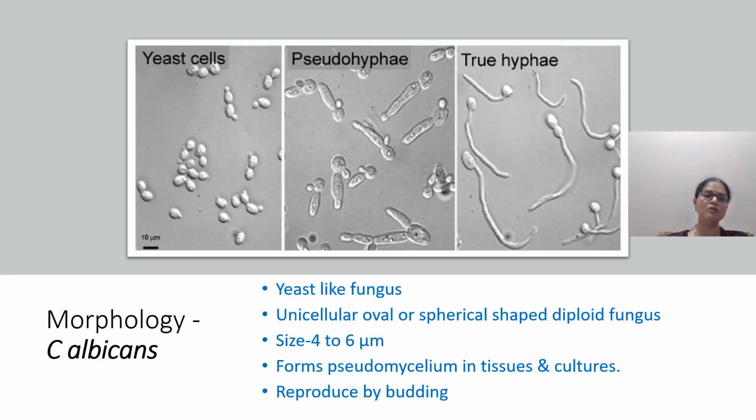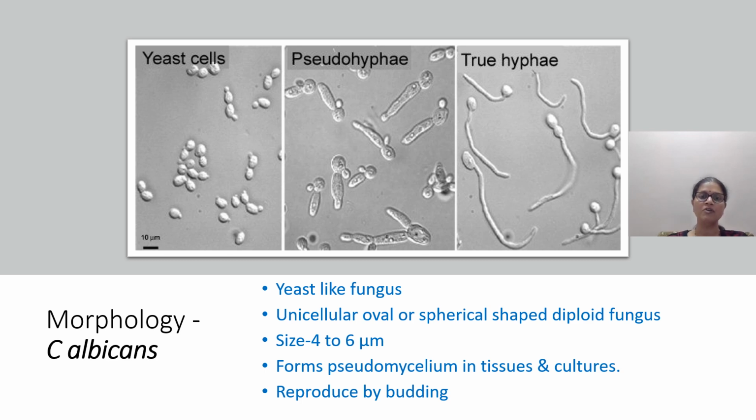Before talking about the morphology of this pathogen, let me first refresh your memory on the morphology of the fungi in general. You know, fungi can exist in two forms. One is the yeast form, that is unicellular form, and the other one is the mold form, that is multicellular filamentous form. Some fungi are yeasts, whereas some fungi are molds. If you see the morphology of Candida, they are yeast-like fungus. That means they can either exist as unicellular forms or hyphal forms.